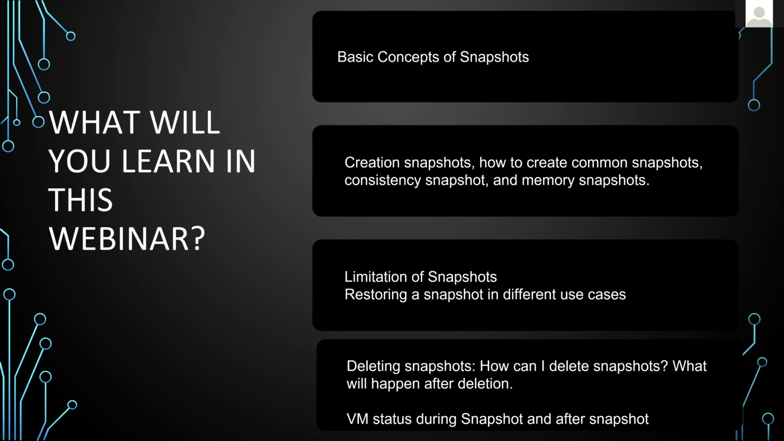And we will see the working principle of the snapshots, that is, how a snapshot works and how it saves the data. Then we will see some limitations of the snapshot. Obviously, if you are using a feature of any type of application or any virtualization platform, there will be some limitations as well. So whenever you take a snapshot, you have to keep these limitations in mind, and you have to use it within these limits.